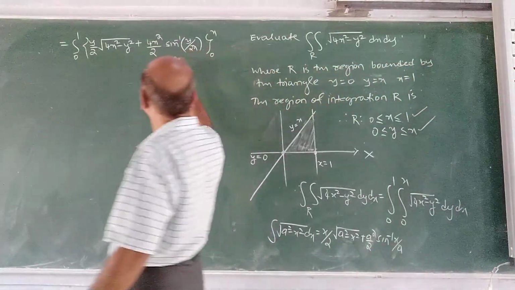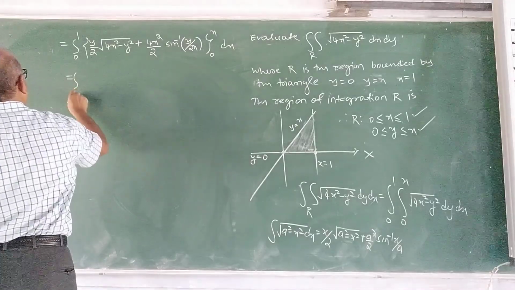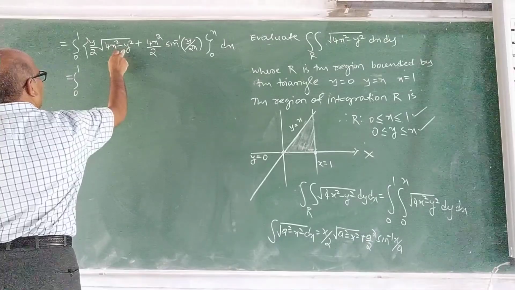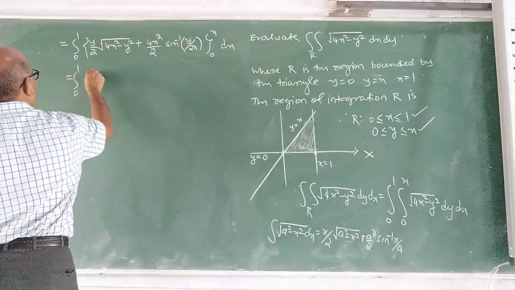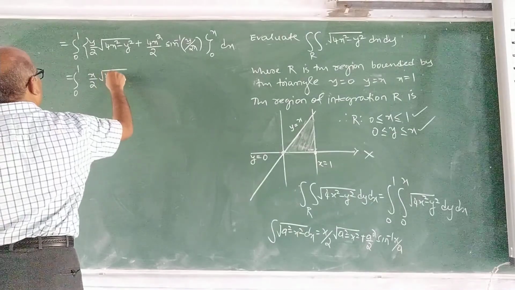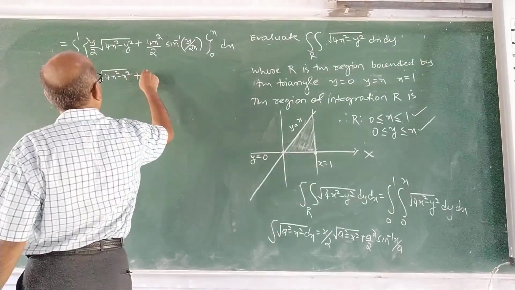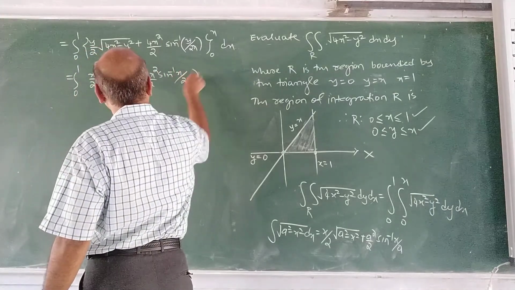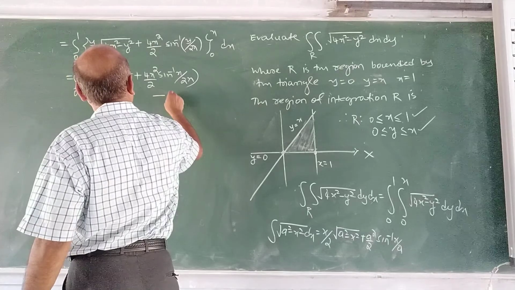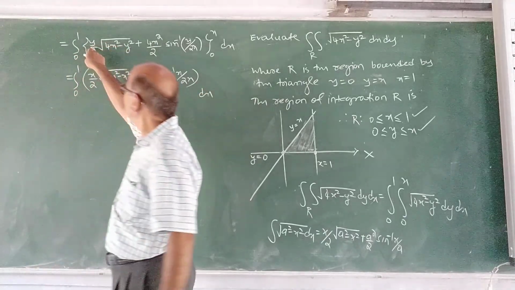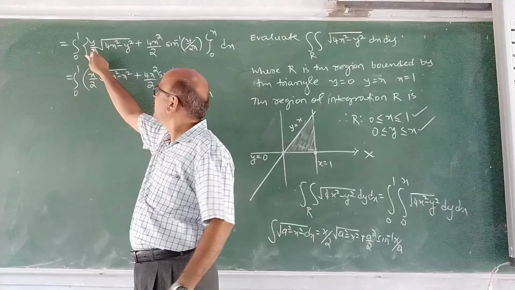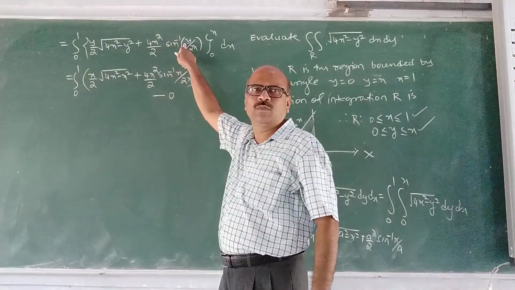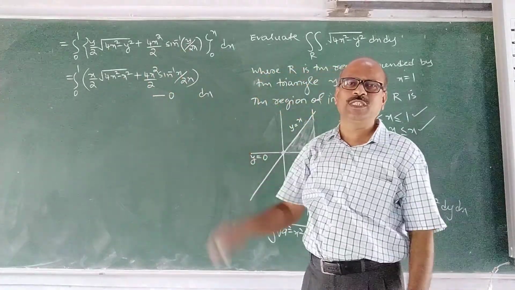Now take the limit from 0 to x, integrate with respect to x, 0 to 1. y is variable now, y is x, so it is x by 2 root of 4x square minus x square plus 4x square by 2 sin inverse of x by 2x, minus y is 0 gives only 0, because see here y is there. If you take y is 0, this term is completely 0, and sin inverse 0 is 0. So lower limit 0 gives only 0.